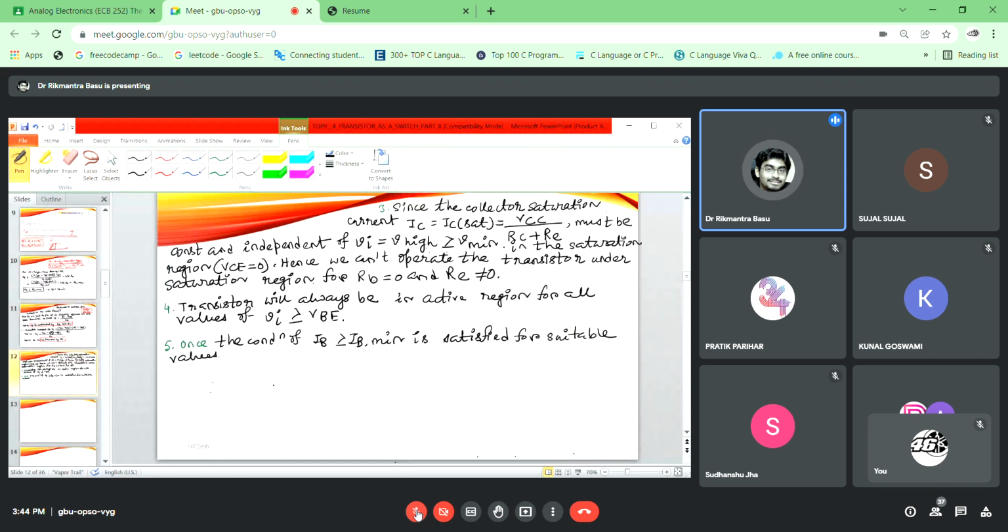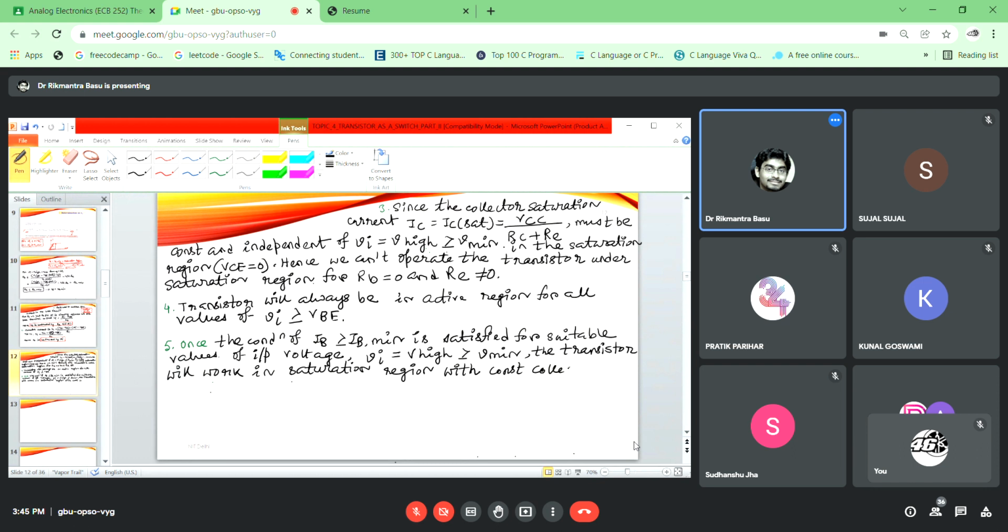Once the condition of IB greater than IB minimum is satisfied for suitable values of input voltage, Vi equals to V high, greater than or equal to V min, the transistor will work in saturation region with constant collector current IC equals to IC sat, VCC by RE.